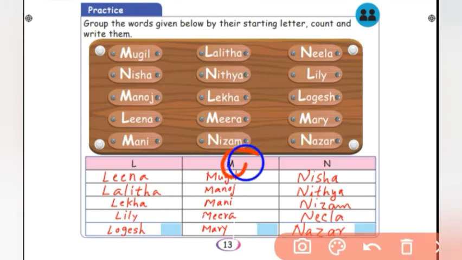Next, starting with M. Mugil, Manoj, Meera, Mary, Mani. So, you have to write the name here and the number is 5. You have to write here 5. Next, starting with N. Neela, Nisha, Nitya and Nizam, Nazar. So, you have to write the name here and count 5 members.